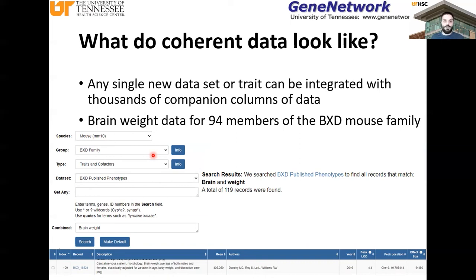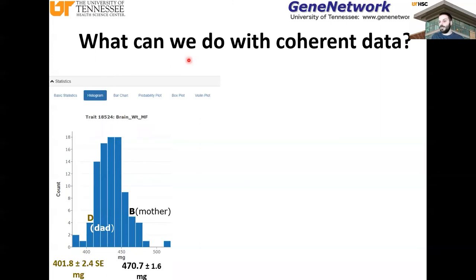So let's use this brain weight data as an example. You can just go on that first page of Gene Network, search for brain weight, and you'll get 119 results. And I've just picked this one, which is whole brain weight, adjusted for age, body weight, and dissection error. We can then immediately pull up basic statistics and a histogram. And what you'll see is the DBA/2J parent is towards the bottom of that normal curve, isn't the lowest strain. And the C57BL/6J mother is on the high side of that distribution, but again, isn't the highest.